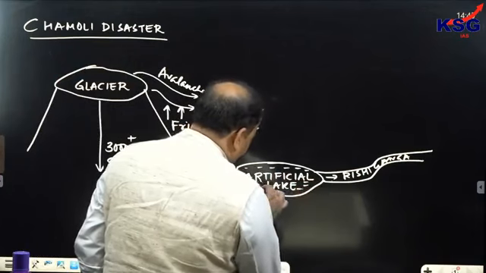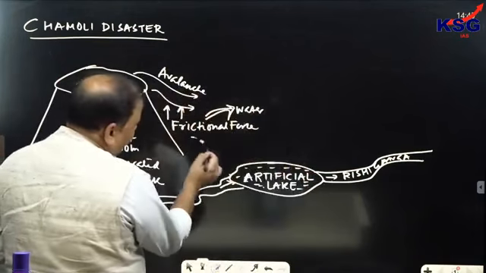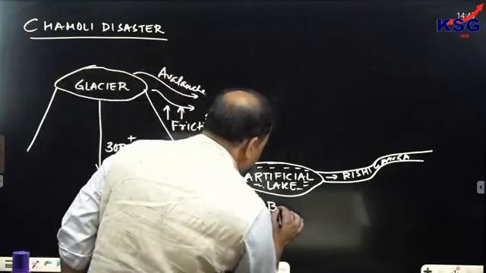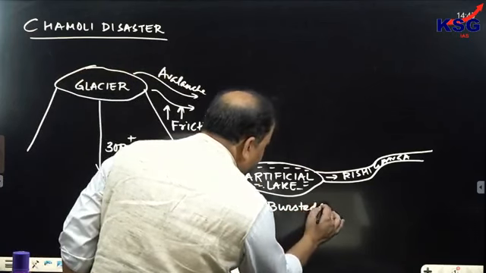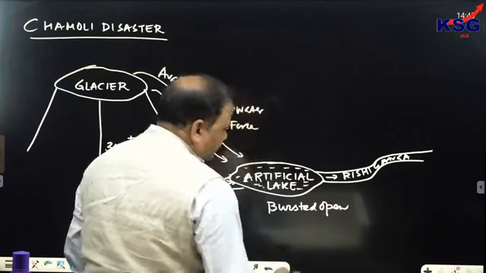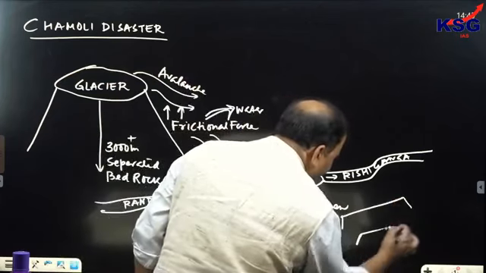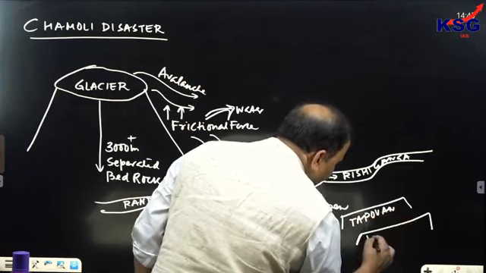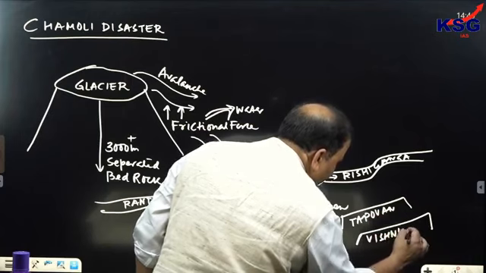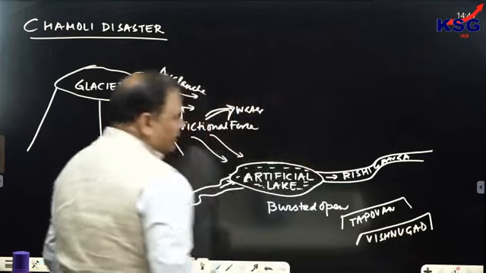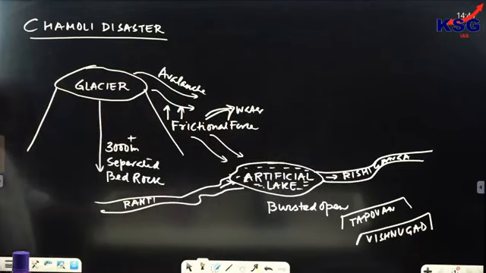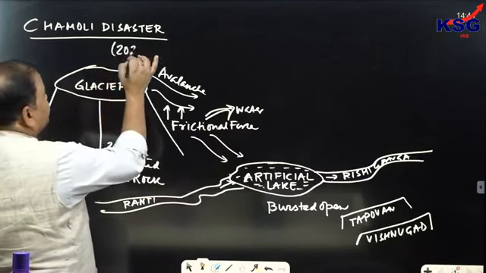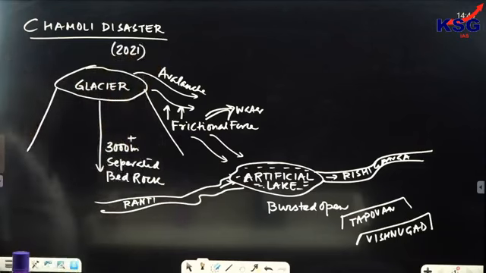But this artificial lake, it stayed for what? It stayed for minutes only. It burst open to wipe out Tapovan and Vishnugad hydroelectric project. Clear? This is how it occurred, the Chamoli disaster, and that is of 2021.